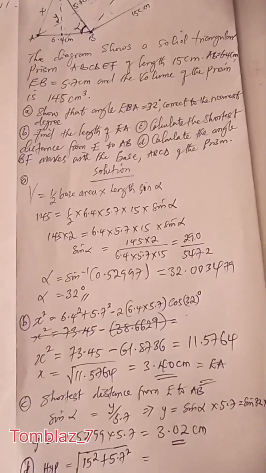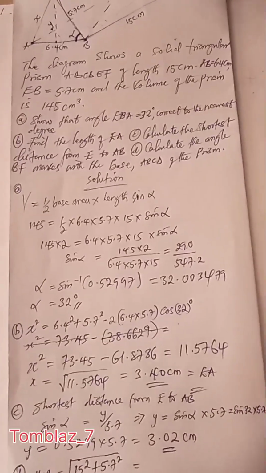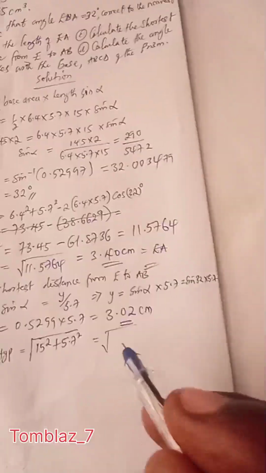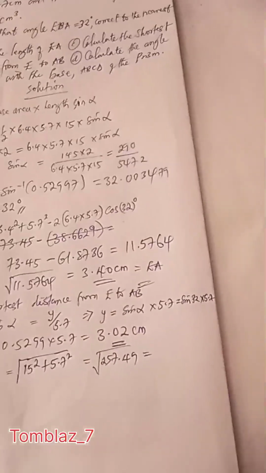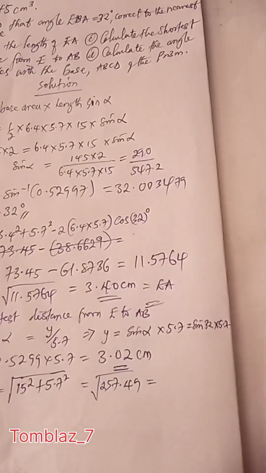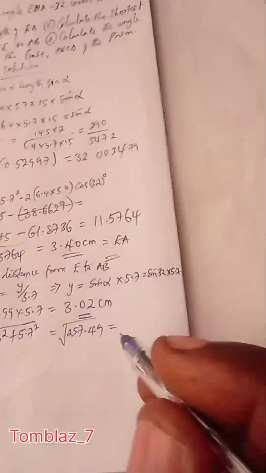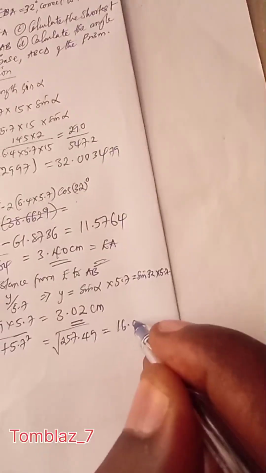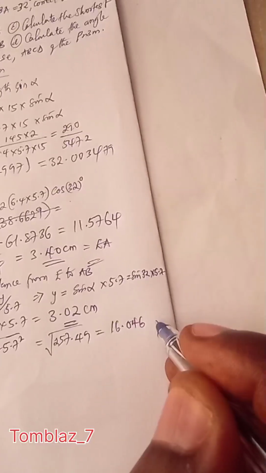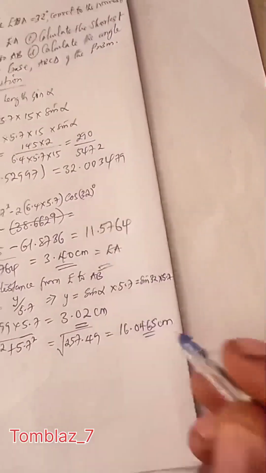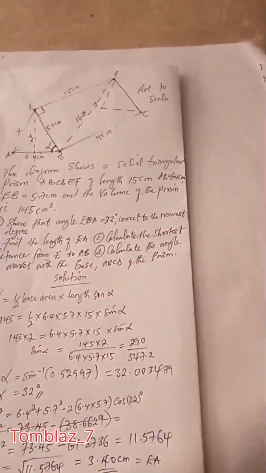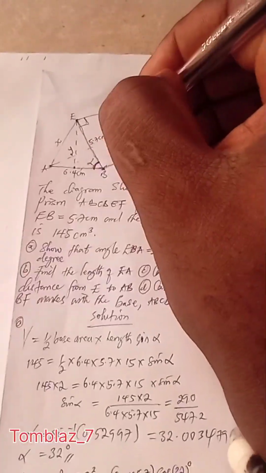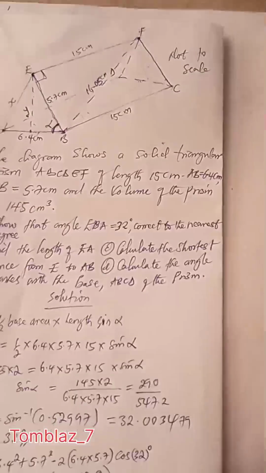15 squared plus 5.7 squared will give me the square root of 257.49. So let's find the square root of that answer. The square root will give you 16.0465 centimeters, right? So this becomes 16.05 centimeters. So that's what I got there.